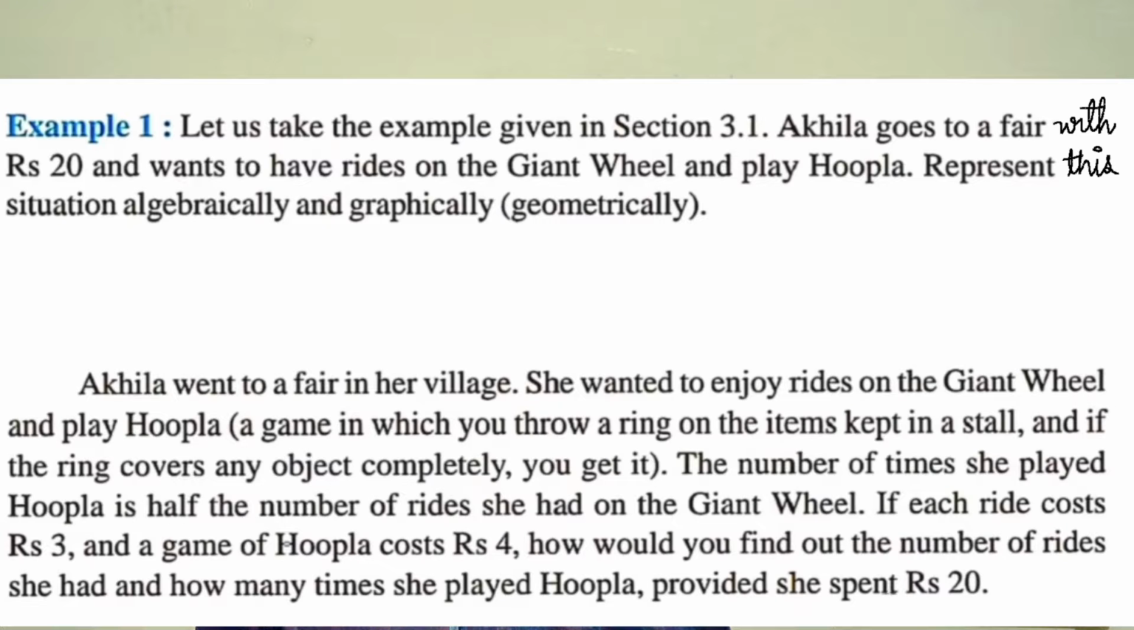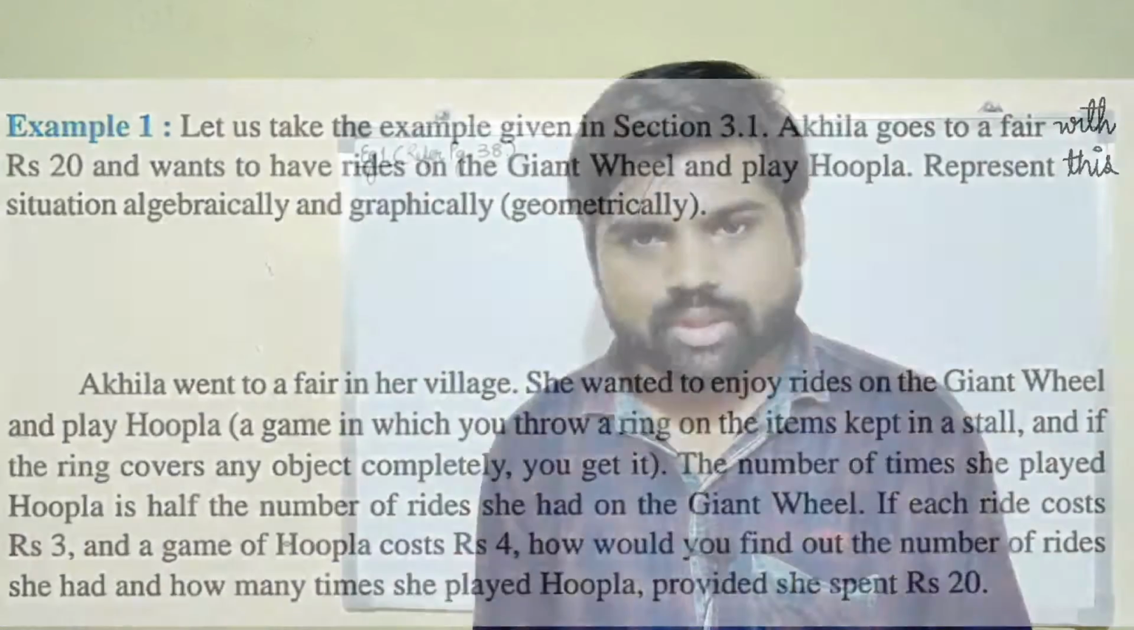The number of times she played hoopla is half the number of the rides she had on the giant wheel. If each ride cost rupees 3 and a game of hoopla cost rupees 4, how would you find the number of rides she had and how many times she played hoopla, provided she spent rupees 20? Now this is the situation given in the book, and in the example first it is said that Akhila goes to a fair with rupees 20 and wants to have rides on the giant wheel and play hoopla. Represent this situation algebraically and graphically, and in the brackets it is written geometrically.